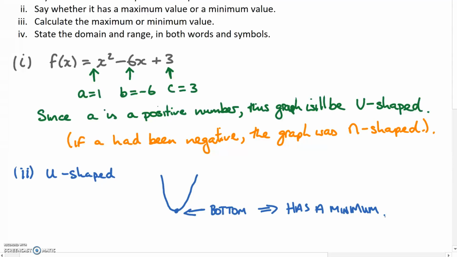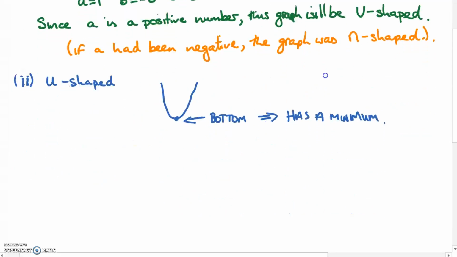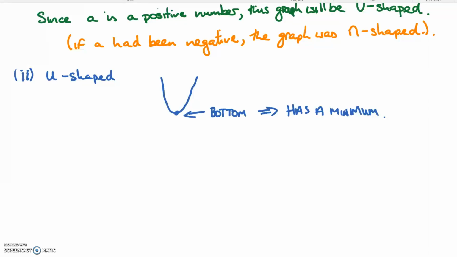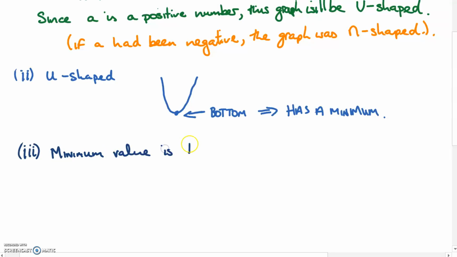Part 3 is where we have to do a little bit of calculation. It's calculate the maximum or minimum value. Well, the maximum or minimum value is the y value at the vertex. Okay, so we're going to start off by finding the vertex. That's how we're going to do this. And we're going to have a minimum value. So the minimum value is the y-coordinate of the vertex.